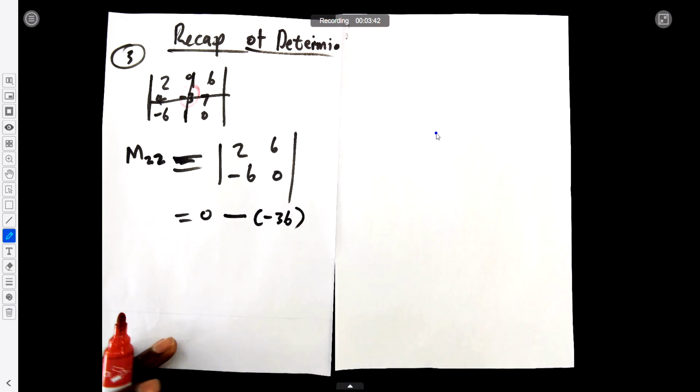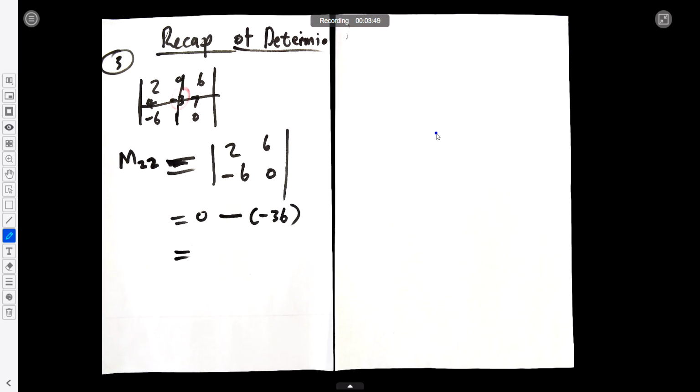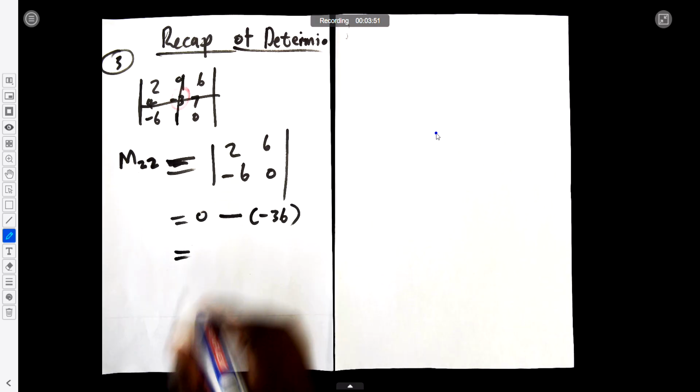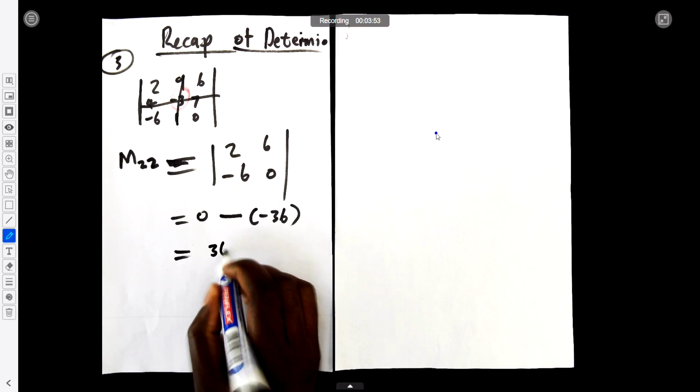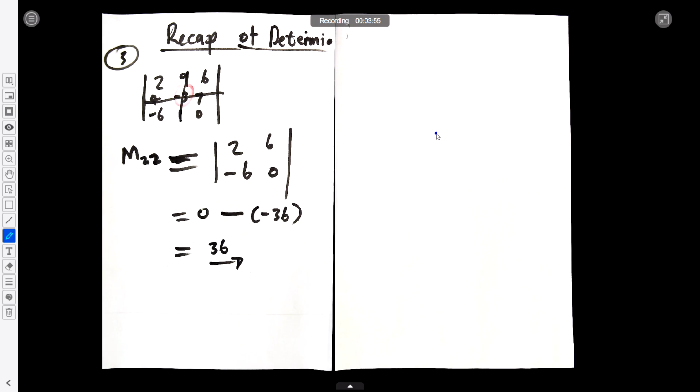That is a very important part. The formula is always minus. When we multiply, we had an output of -36. So we can solve the problem: it is equal to a positive 36. That is the minor of element -3. But let's say you're looking for its cofactor of -3.